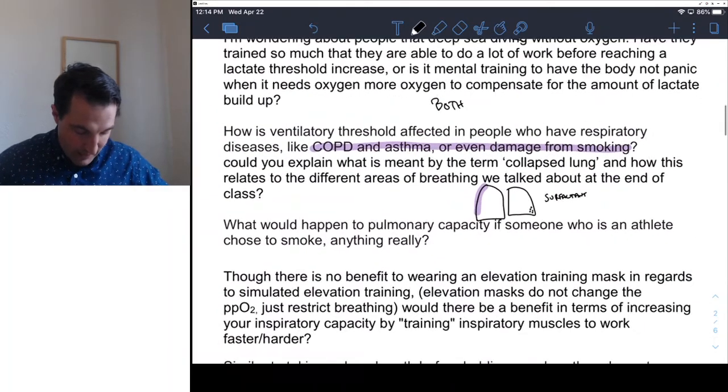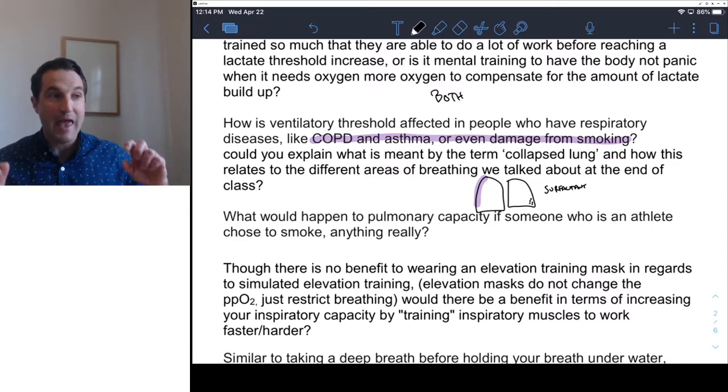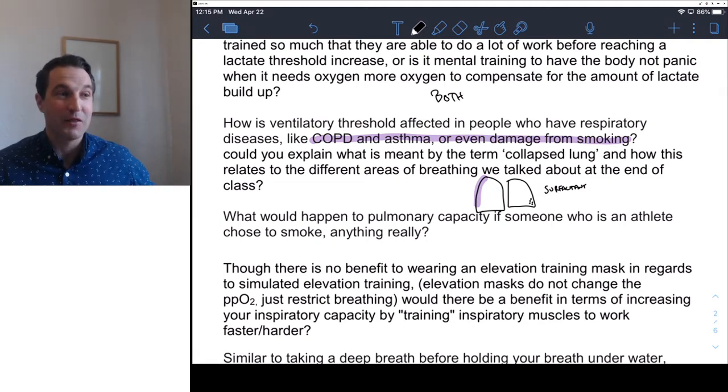Okay, moving on. What would happen to the pulmonary capacity if someone who is an athlete chose to smoke? Anything really, meaning tobacco, cannabis, other types of things that you could take in. Back when I was in high school, the cool thing to smoke was cloves. Luckily, that's kind of gone by the wayside because I remember friends coughing pretty hard when smoking their clove cigarettes. Anyways, what would happen to the pulmonary capacity?